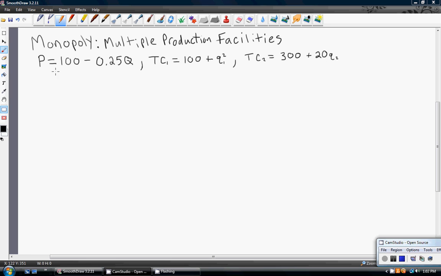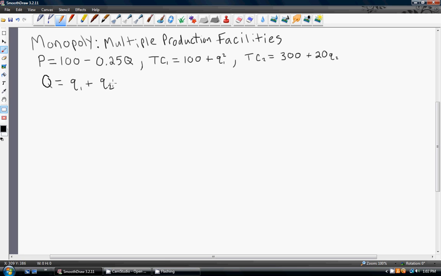With this inverse demand equation, we should recognize that the total output that the monopolist produces is going to come from one of these two plants. So it's just Q subscript 1 plus Q subscript 2. Okay, so the next thing we're going to do is get marginal revenue. We can do that as follows.